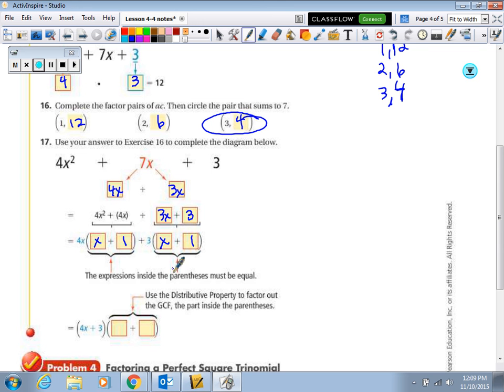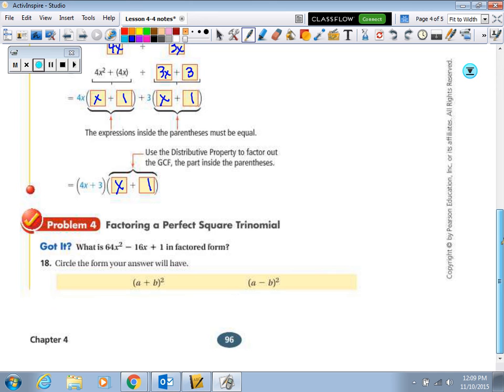These two parentheses are the same. So the 4x plus 3 goes out in front, and then what's left goes in the parentheses. And that's how you do it when a is not 1. Again, this should be a review.